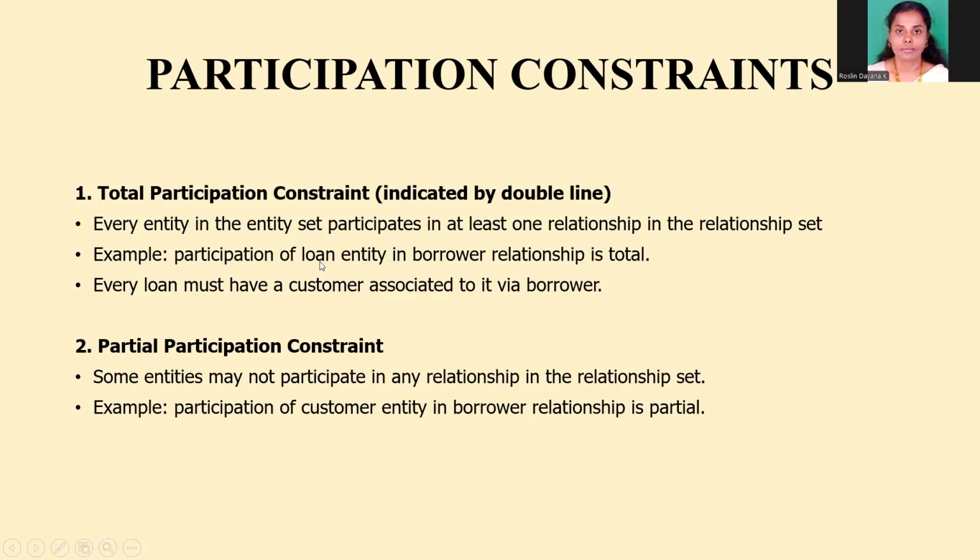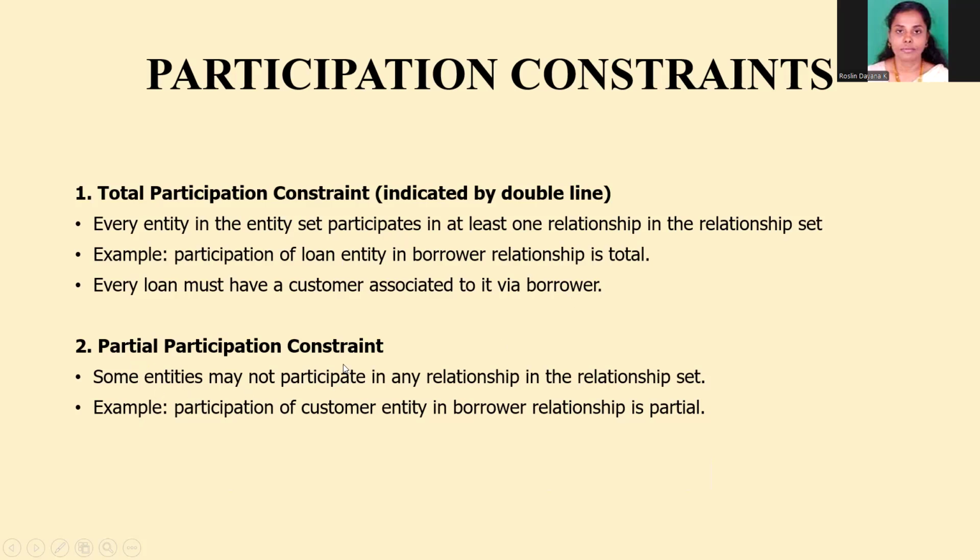Total participation constraint. It is indicated by double line in the ER diagram. Every entity in the entity set participates in at least one relationship in the relationship set. Example, participation of loan entity in borrower relationship is total. All the loan entities will definitely have a borrower. Every loan must have a customer associated to it via the borrower.